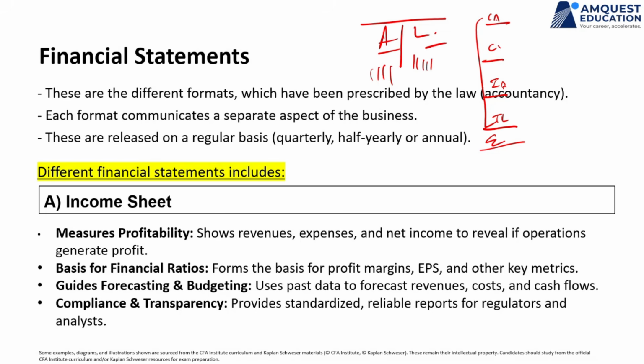So income statements and balance sheets could have different formats. That is the point. Different formats have been prescribed by law or accountancy. Each format communicates a separate aspect of the business. And these are released on a regular basis, like quarterly, half yearly, or annually.